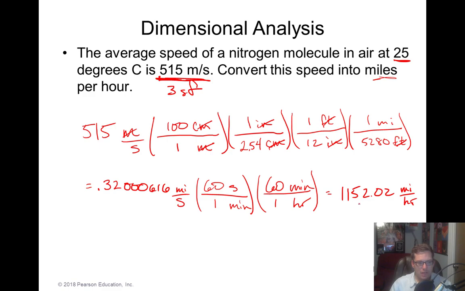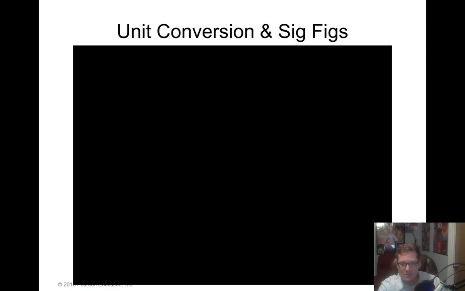So I've got to look at my answer, count 3 sig figs from the left, and that's where I have to stop rounding. I go 1, 2, 3, I stop at the 5, so I decide, does the 2 make the 5 round up? No, it does not, so therefore my answer is 1150 miles per hour. In other words, nitrogen molecules move pretty dang fast, all things considered. That is the end of the slide.